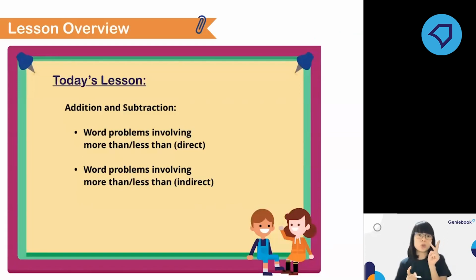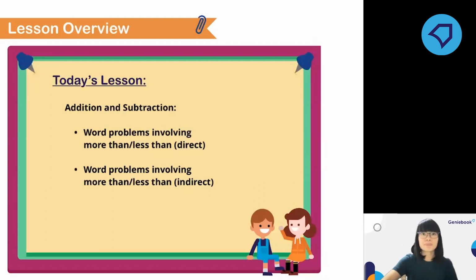But there are two types that you need to take note of, okay? One is the direct and one is the indirect. Okay, so it does not necessarily mean that every time you see more than means you need to do addition, and every time you see less than means you need to do subtraction. When it comes to indirect, sometimes it is the opposite.